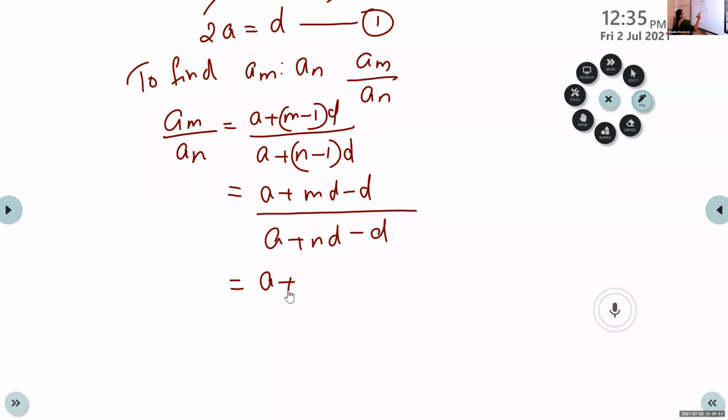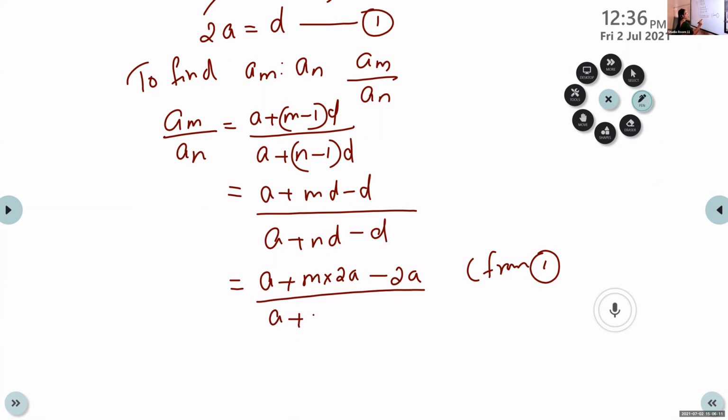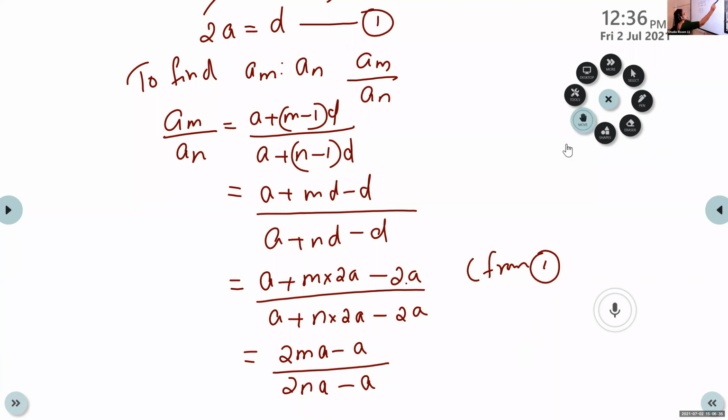That is a plus m into 2a minus 2a, from equation 1, because d equal to 2a, by a plus n into 2a minus 2a. It is 2ma minus a divided by 2na minus a, because a minus 2a is minus a. Take a outside and cancel.